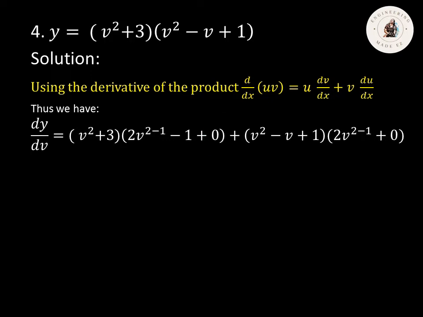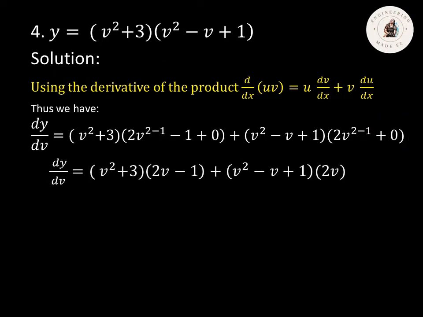Next we're going to evaluate the v multiplied by the derivative of u with respect to x. Our v here is equivalent to v squared minus v plus 1. Then for the du over dx, for v squared, applying the derivative of the nth power, our n is 2. That's why we have 2 times v raised to the power of 2 minus 1. Plus 3 is a constant, so the derivative of a constant is 0, so that's why we have plus 0 here.